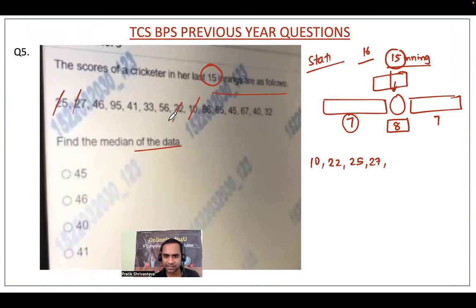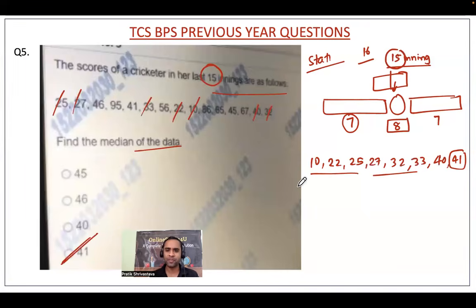After 27, we have 32, right? And then we have 33, okay? Then we have 33, so 3 plus 3, 6. And after 33, we have 40, okay? 40, and then after 40 we have 41. So this is 3 plus 3, 6, 7 and 1, 8. So my median will become option D here, right?